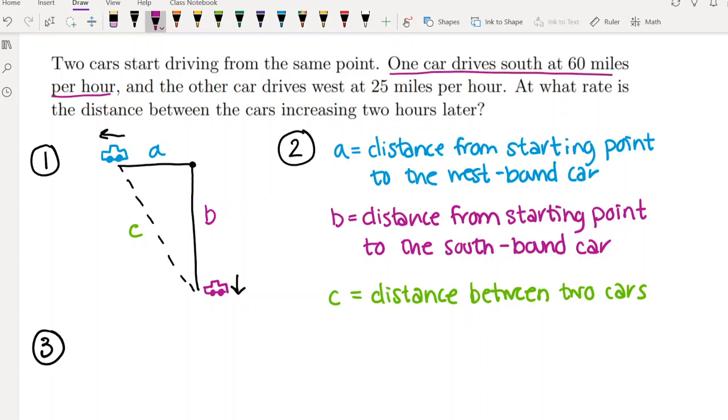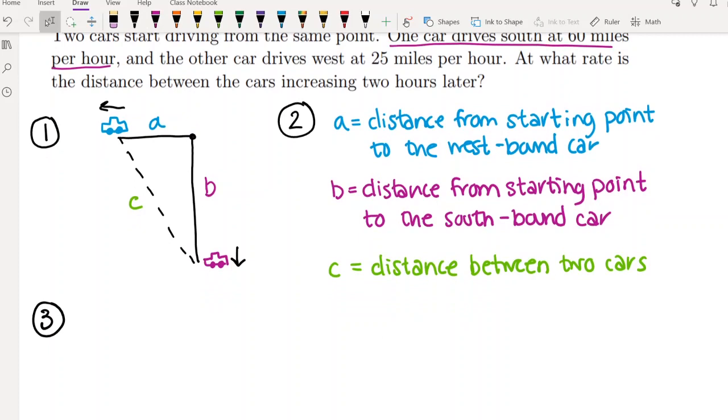So how can we express that as a derivative? Well, if this car is driving south at 60 miles per hour, that means that this distance is changing at 60 miles per hour, right? Like that's what speed is measuring. Speed is measuring the rate of change of the distance. And so that tells us that dB/dt is equal to 60. Maybe I'll do that in purple too. 60 miles per hour.